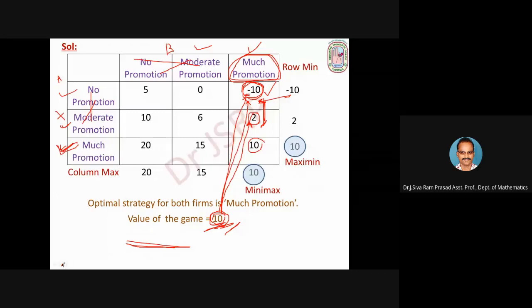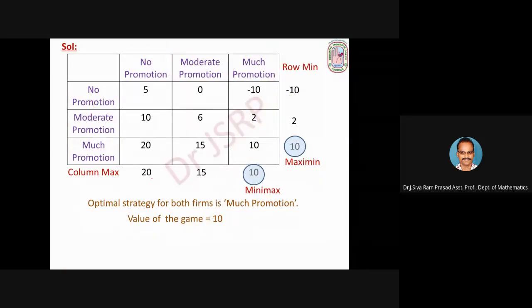Okay, so this is the starting point to solve a game. First we check whether the game has a saddle point or not. If the game has a saddle point, then the players follow pure strategies to get the value of the game. Suppose the saddle point does not exist, that is, maximin not equal minimax. We have to move to the next method.